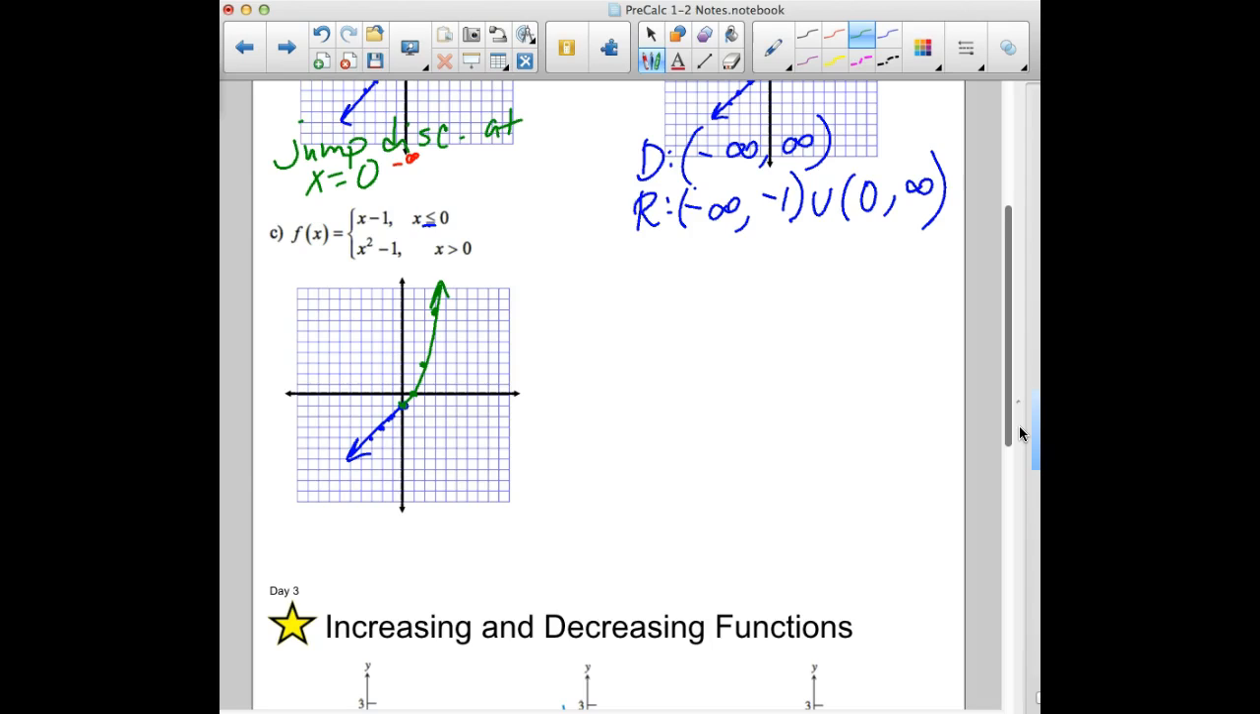So by moving it down one, I've made my two pieces match up. Can I take a pencil and drag it along it without picking it up? Yeah. So this one is now continuous. Domain is everything again. And in this case, range is everything as well. All right? There's no jumps in it.